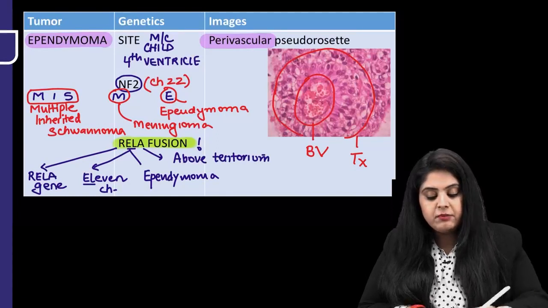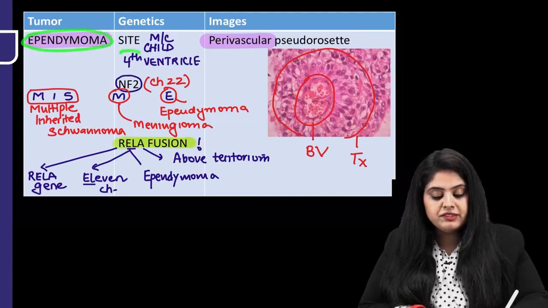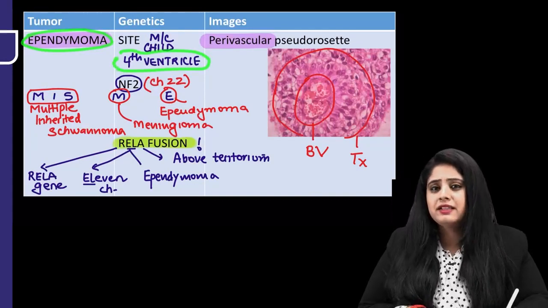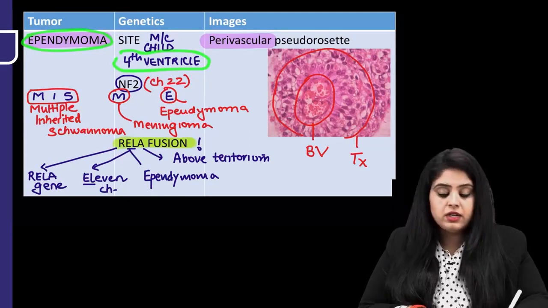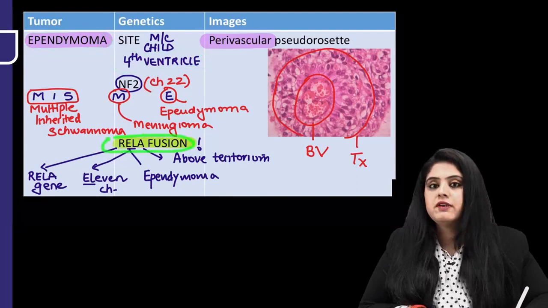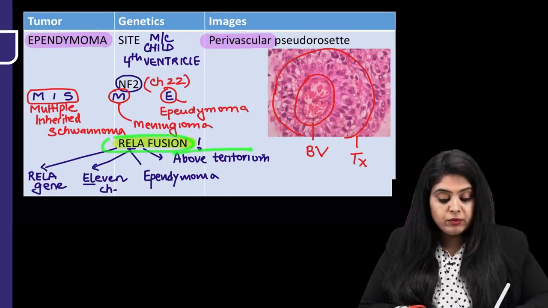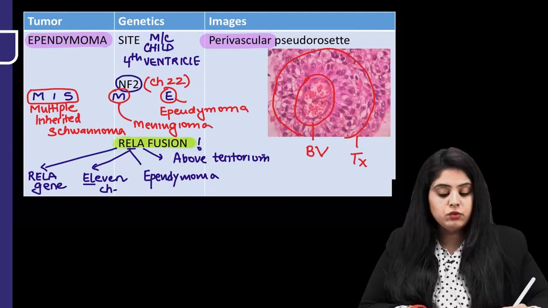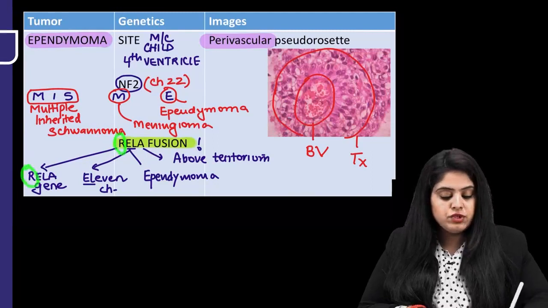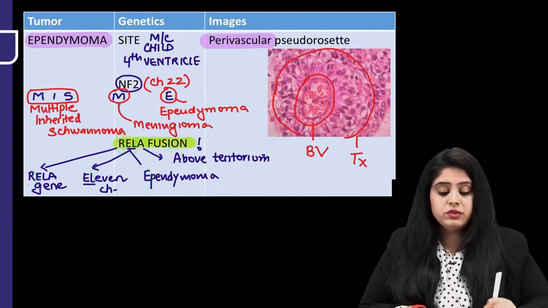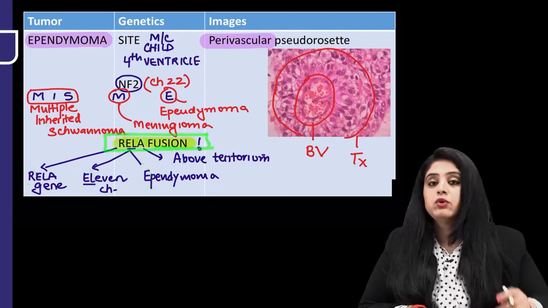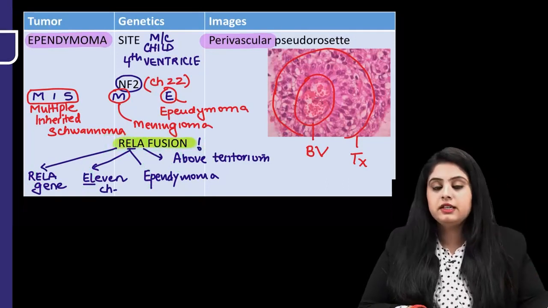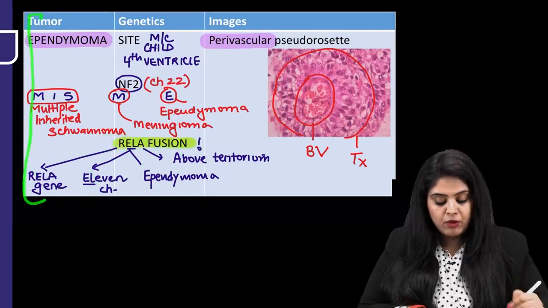Basically, whenever I'm talking about ependymomas occurring in the fourth ventricle and the spinal cord, these are all below, infratentorial. Usually they are infratentorial. I am saying that the RELA fusion ependymoma is going to be above the tentorium. So I hope everyone's okay with this. R for RELA fusion, EL for 11 chromosome, A for above the tentorium, and E for ependymoma that it causes. RELA fusion ependymoma could be a question in your INI, CET and other exams. So ependymoma also sorted for us.